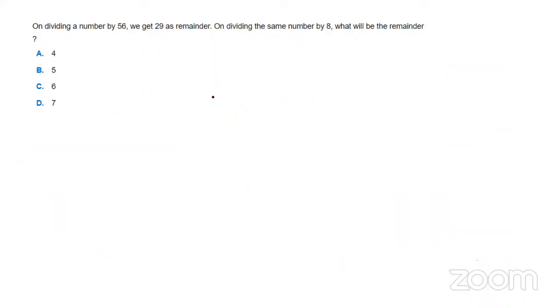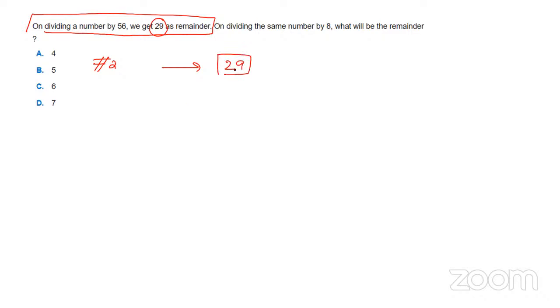Clear? If you are using a shortcut method, let's say approach number 2, find a number that satisfies this condition. What will be the first number that will satisfy the condition? When you divide by 56, you should get 29 as a remainder. Can I say 29 is a number, right? 29 would be the first number that satisfies the condition. 29, when you divide by 56, definitely you are getting 29 as a remainder.